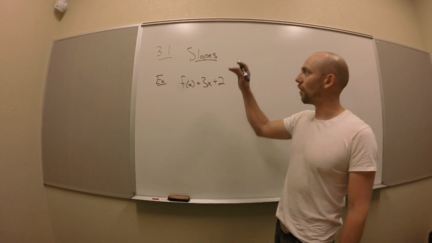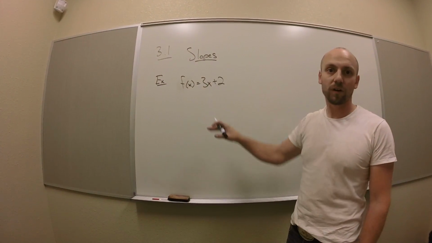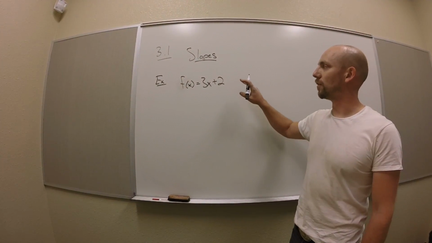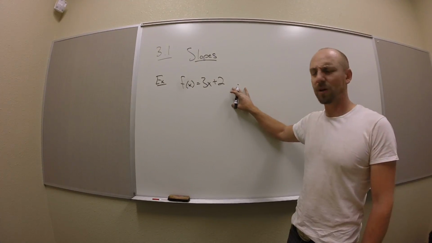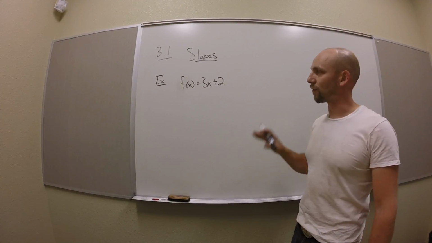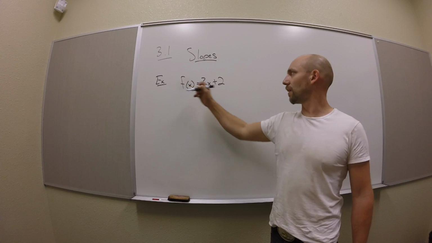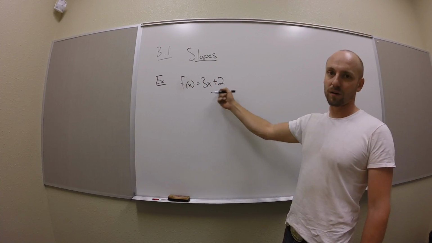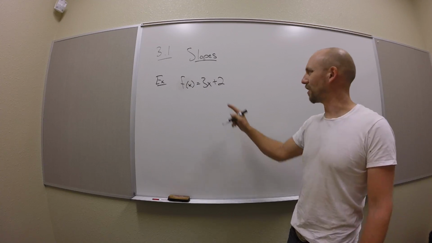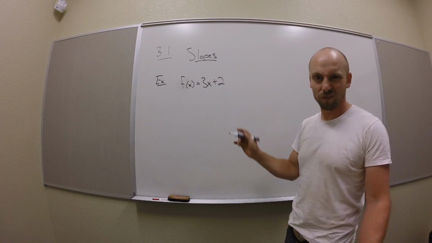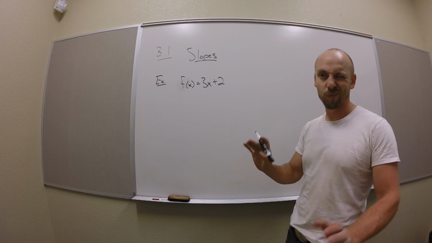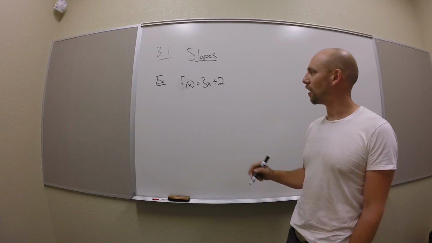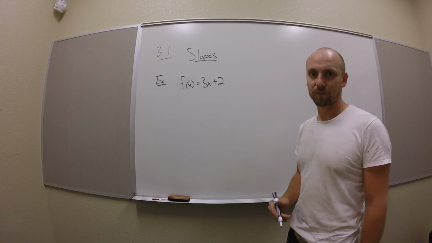Hey guys, so I want to give you slopes, which is section 3.1. I'm going to do that by example a little bit. The idea here is I've got some function, f of x is 3x plus 2. Now you might notice that this is what I've been kind of calling a line, right? There's an x with one power and then there's maybe some multiplication, maybe addition of numbers, but otherwise there's just a 1x, right?